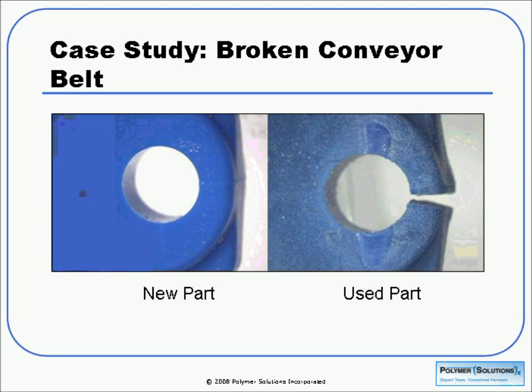I want to go over just a couple case studies here. The first was a broken conveyor belt. We had a customer come to us with the situation where a conveyor belt that was being used in a particular application was failing, and in too short of a time frame. So we see here on the left is a new part, and on the right was one of the used parts that had failed. You can see the used part looks sort of scratched and certainly discolored, and obviously it's also broken, which is a major problem.